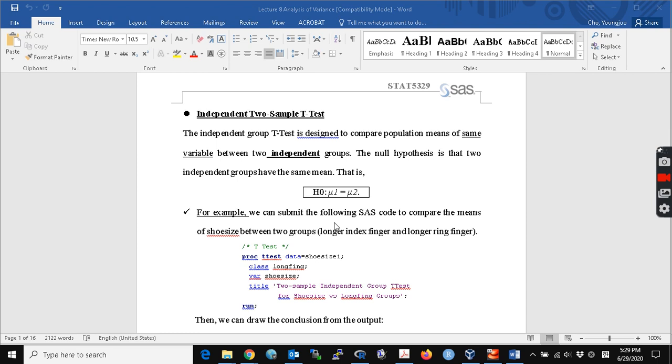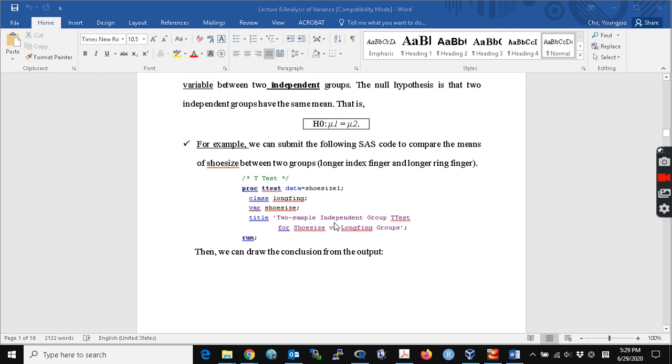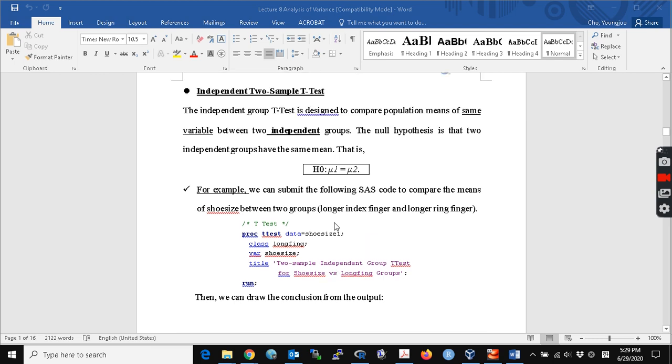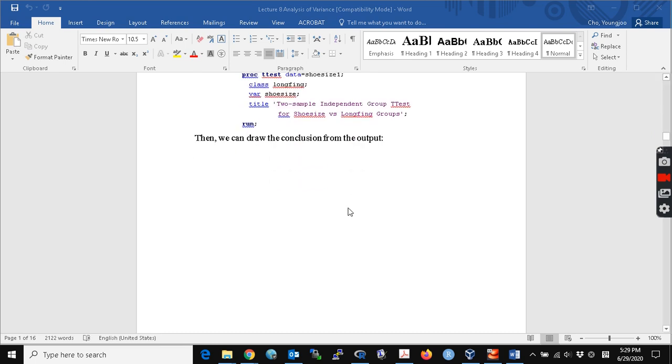And then we can use the independent two-sample t-test, because we can think of the ring group and the index group as two independent populations. The null hypothesis is that the two independent groups have the same mean. So we can use the two-sample t-test based on the normality assumption. We are looking at shoe size, which is our dependent variable, and the variable long thing here.